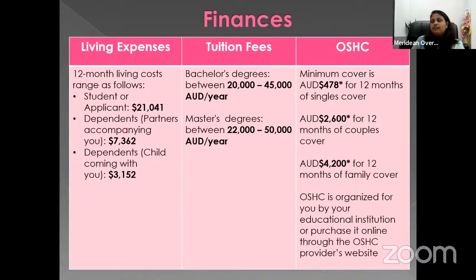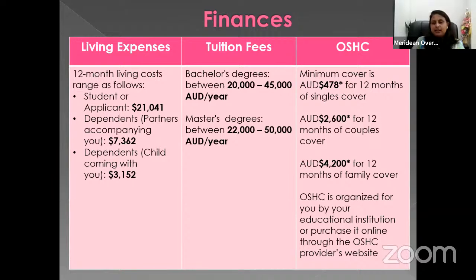Now, we will be talking about some finances. So how finances goes. At the time of admission, you have to show 1 year tuition fees, 1 year living expenses, and your health insurance. So your cost of living per year would be 21,041 AUD as an international student.